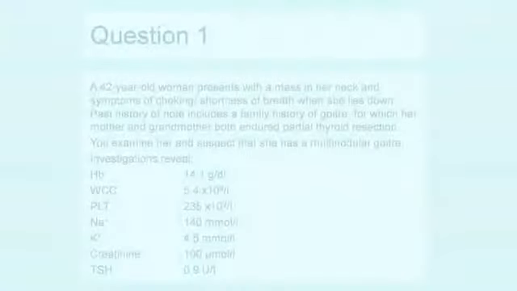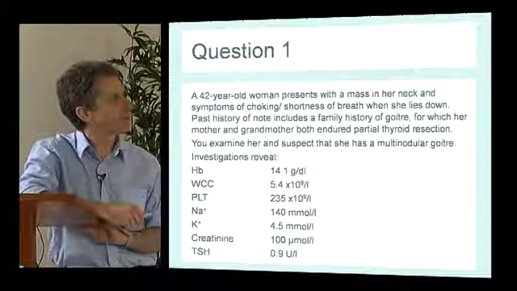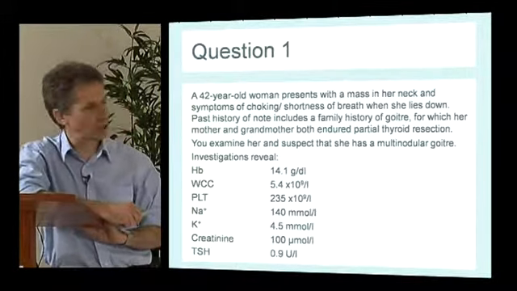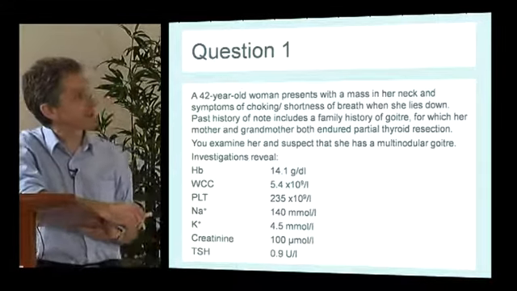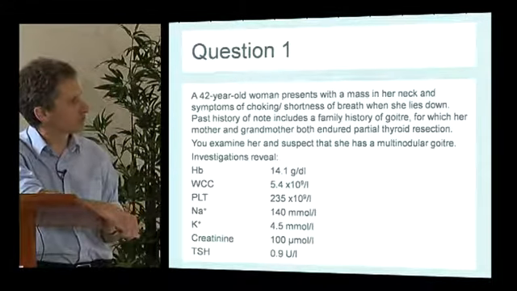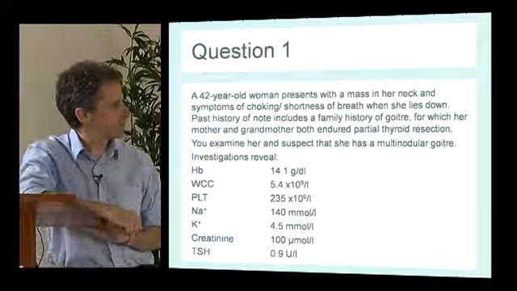A 42-year-old woman presents with a mass in her neck and symptoms of choking and shortness of breath when she lies down. Past history of note includes a family history of goiter, for which her mother and grandmother both endured partial thyroid resection. You examine her and suspect she does have a multinodular goiter. And here are the investigations.